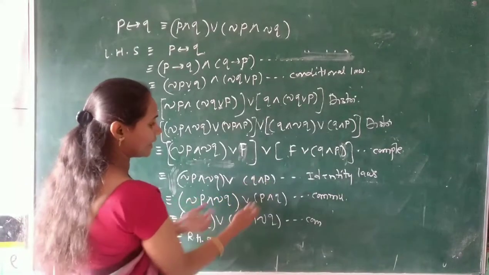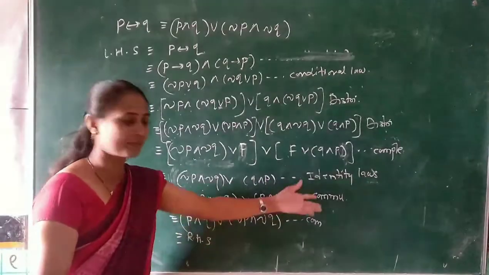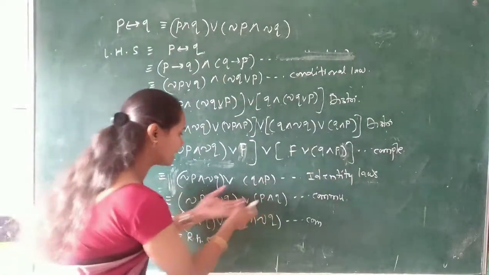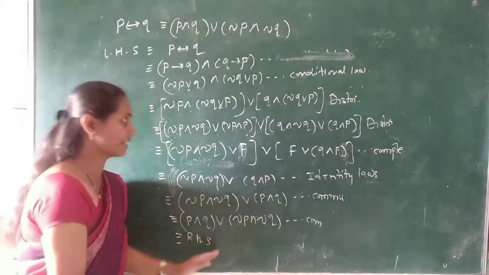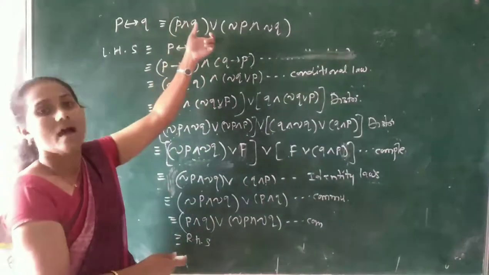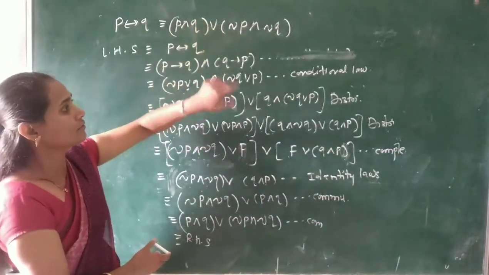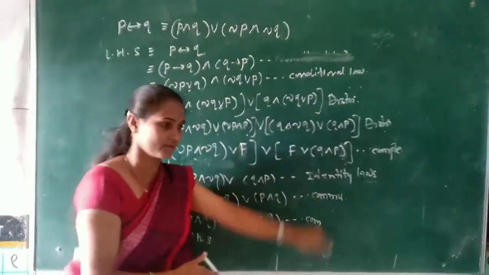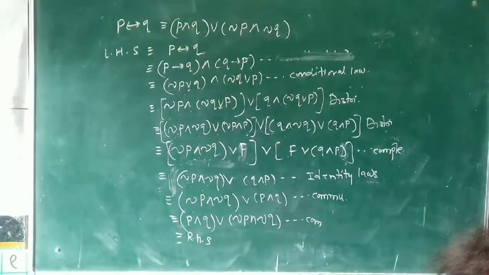Now this Q and P can be written as P and Q by using commutative laws. Now next one, again by commutative law we write this term first and this term second, which is equal to our RHS. So without using truth table we have to prove by using these algebraic laws. Second example we take.